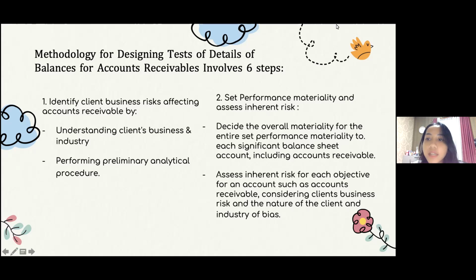The second one is set performance materiality and assess inherent risk. So we decide the overall materiality, then set performance materiality for each significant balance sheet account, including accounts receivable. And then assess inherent risk for each objective for an account, such as accounts receivable, considering client business risk and the nature of the client and industry. For example, is there a possibility of fraud in recognition of revenue, misstating cutoff, or allowance for uncollectible accounts?